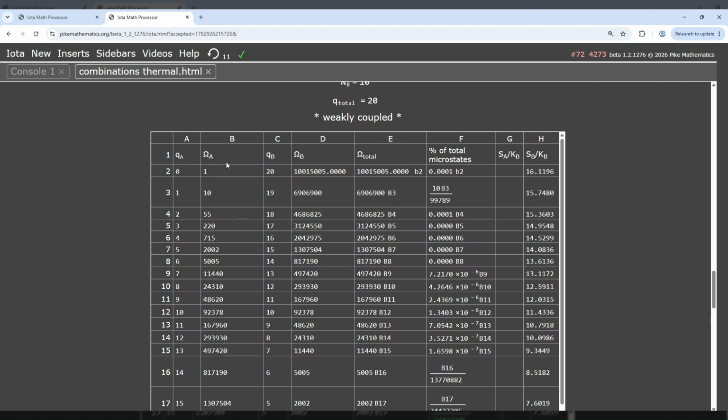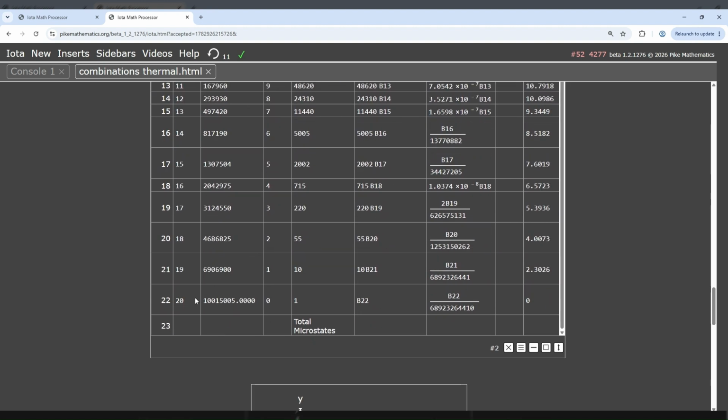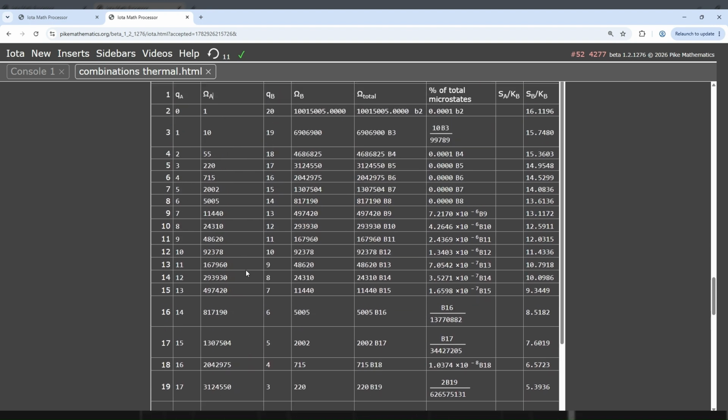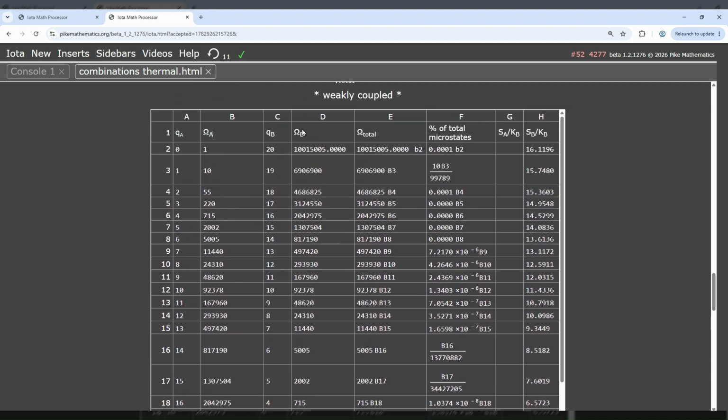You can see we go from this state where we had no energy, and so there's only one way to do that, and then you go all the way down here. When all 20 energy units are in solid A, there's a little over 10 million ways to arrange those energy units. And you'll notice I already did the multiplicity for solid B right here. You'll see that basically they're just a reverse of each other. So when there's 0 energy units in solid A, there's 20 energy units in solid B.